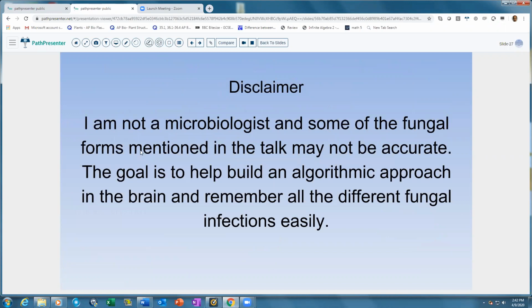I'm going to talk about that, but before I start the lecture, the disclaimer is that I'm not a microbiologist and some of the fungal forms mentioned in the talk may not be accurate. But this is how I think in my brain. So I wanted to show you the algorithmic approach I normally take so that you can build the same algorithmic approach in your brain that will help you remember all the different fungal infections in a much easier way.